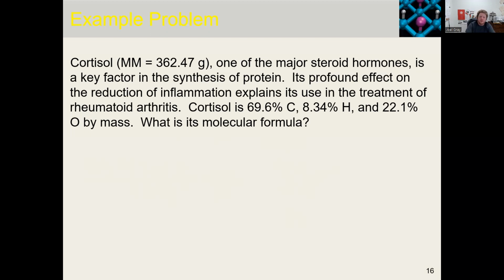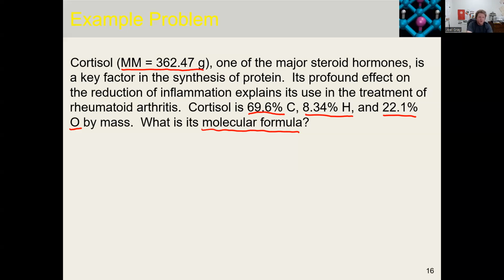So we've got this compound that has a mass of 362.47 grams. Now, cortisol is 69.6% carbon, 8.34% hydrogen, and 22.1% oxygen. What is the molecular formula? Okay, so this right here, what's our molecular formula? Well, in order to solve this problem, we first need to figure out the empirical formula.